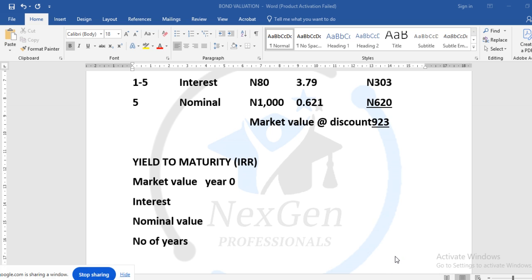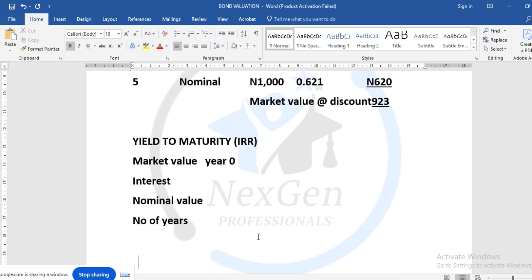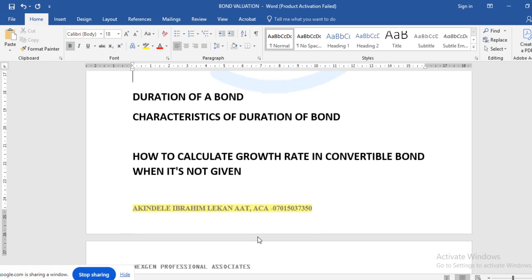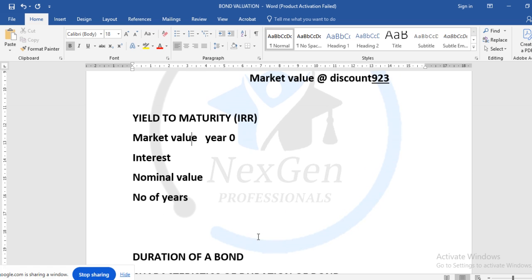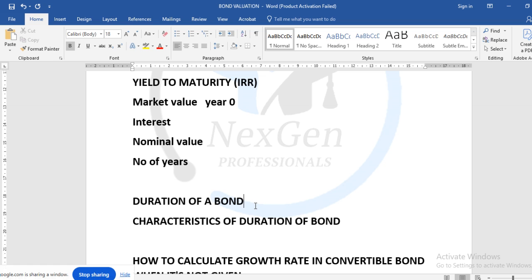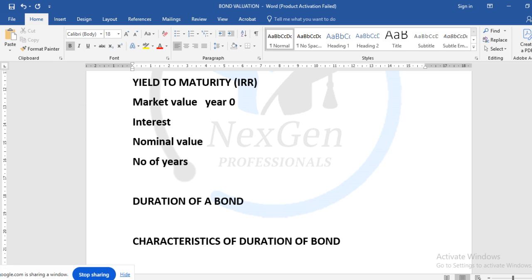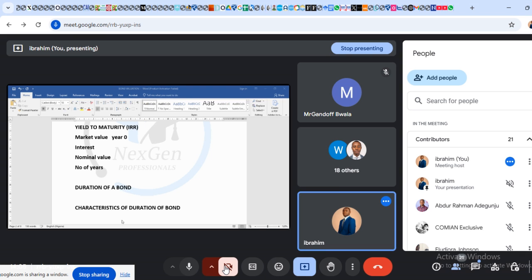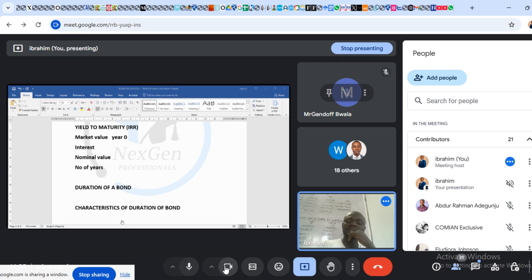What next do we have here? Duration of a bond. It is only in theory you can determine the duration of a bond. In practice, duration of a bond does not exist. When I say it does not exist, you can't calculate it.